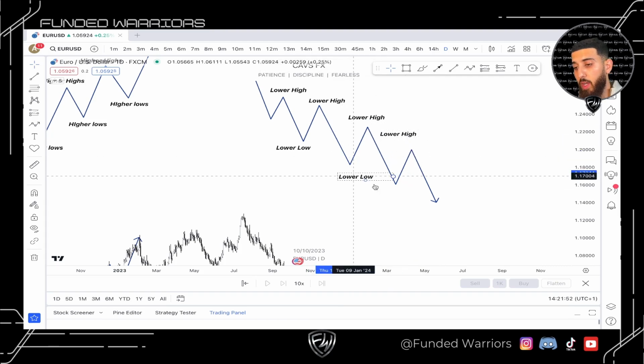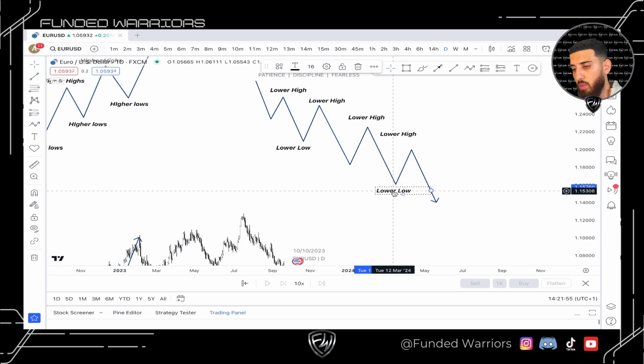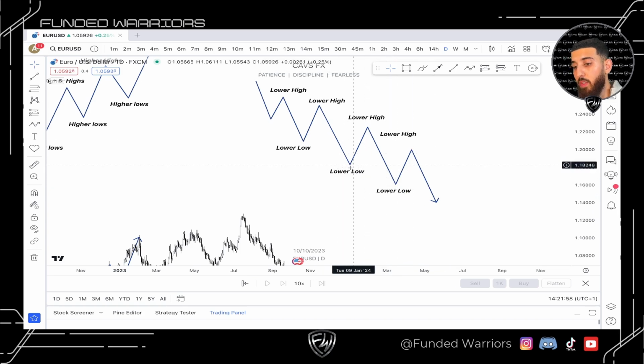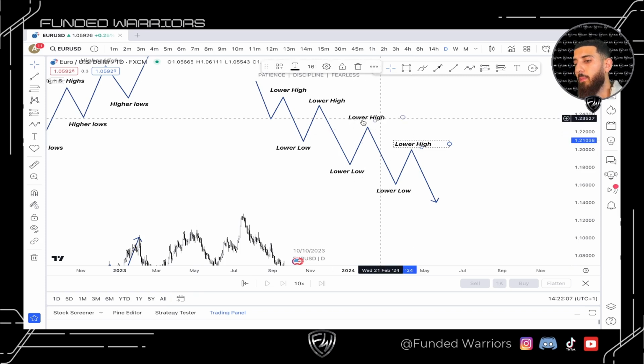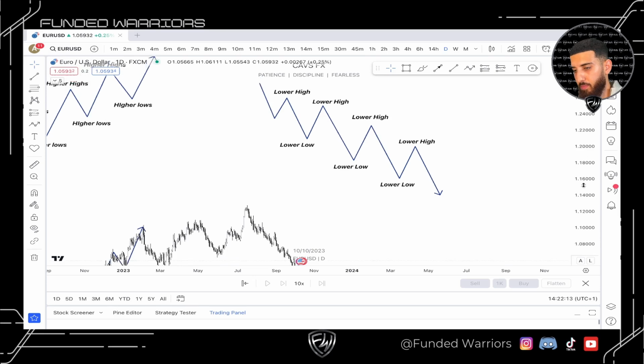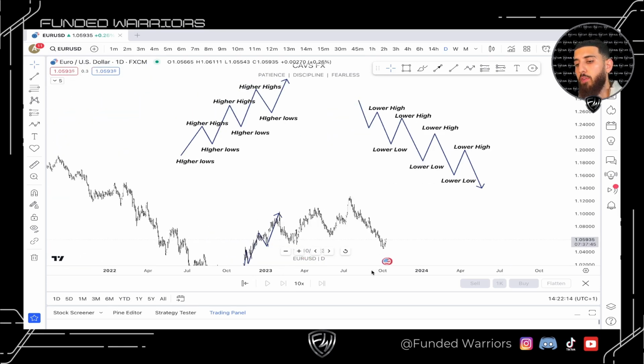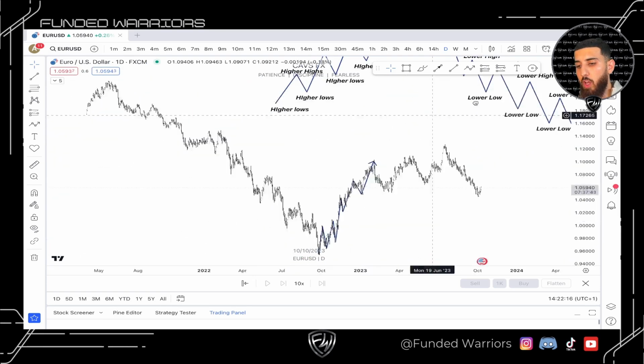price came and created another lower low. Why? Because it breached the lowest point that price was at beforehand, and then again it came back up, however it did not break through the previous lower high. Now if you go ahead and look at a few chart examples for this one, what can we see?